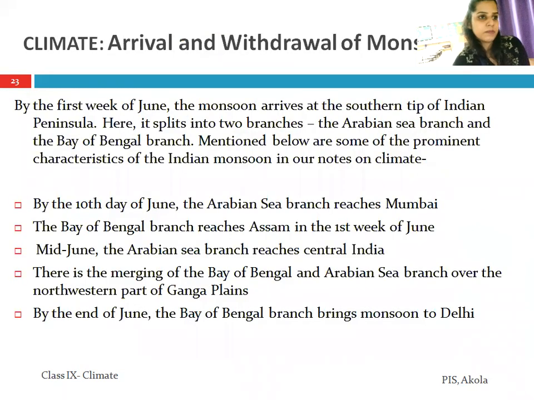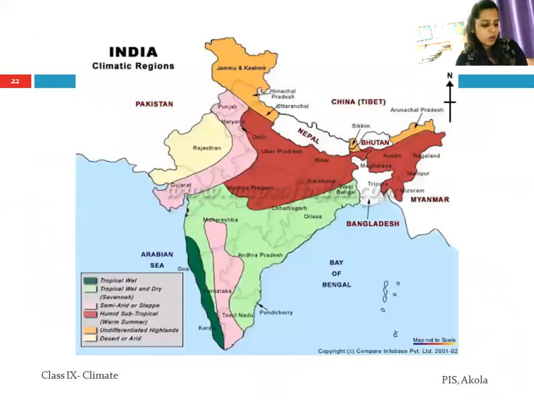Moving ahead, in the textbook you have onset of the monsoon and the withdrawal, wherein onset is nothing but the arrival. So to make it easier for you to comprehend, that's arrival and withdrawal of monsoon. By the first week of June, the monsoon arrives at the southern tip of the Indian Peninsula. Here it splits into two branches, the Arabian Sea branch and the Bay of Bengal branch. I hope we all know where the Arabian Sea branch and the Bay of Bengal branch are.